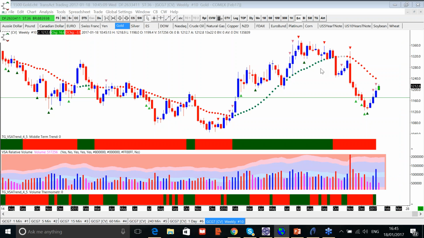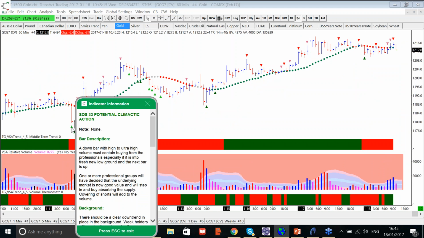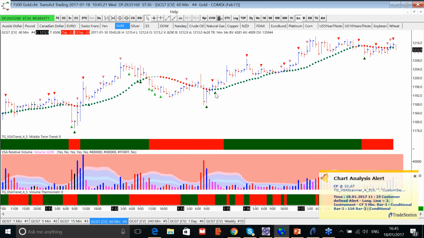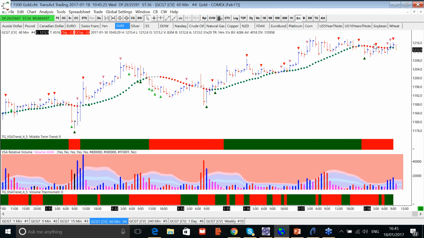Sorry, just going back to my thought process there. Here is your climactic action, the testing, the reversal, the test, up we go. Not much happening on gold. I'd wait till next week. I think next week will be a very, very good trading week. I do think there could be a corrective move coming. I can't see it at the moment, though.